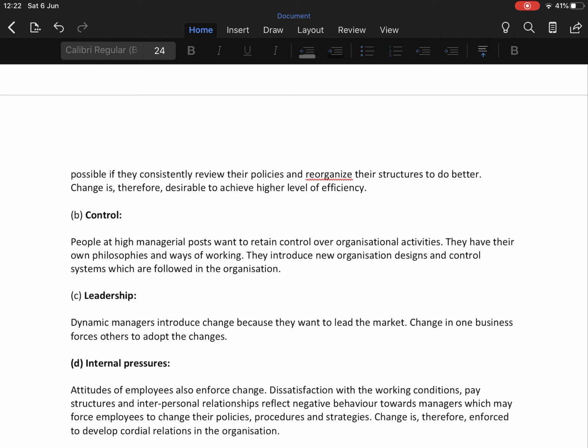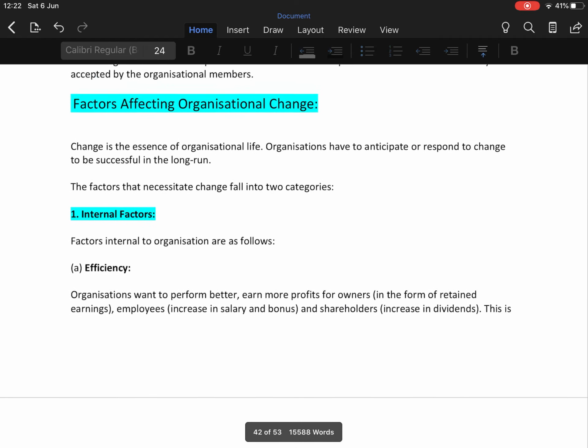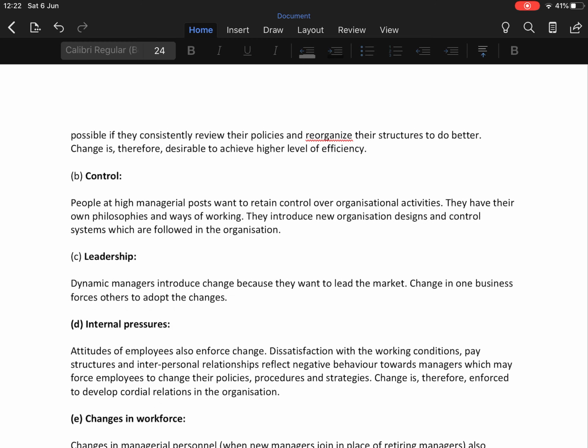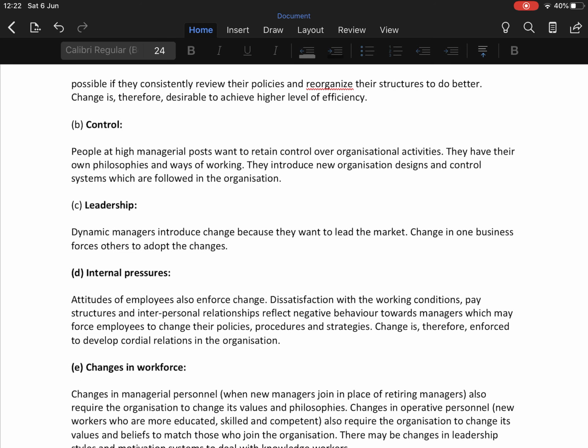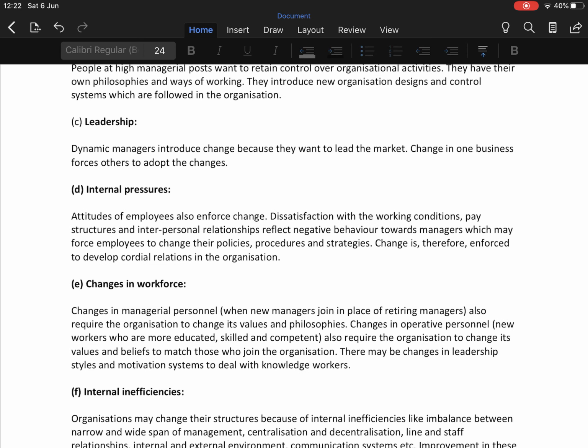Now the second internal factor is control. People at high managerial posts want to retain control over organizational activities. They have their own philosophies and ways of working. They introduce new organizational designs and control systems which are followed in the organization. Then comes leadership. Dynamic managers introduce change because they want to lead the market. Change is one business forcing others to adopt the changes. Then comes internal pressure. Attitude of employees also enforces change.